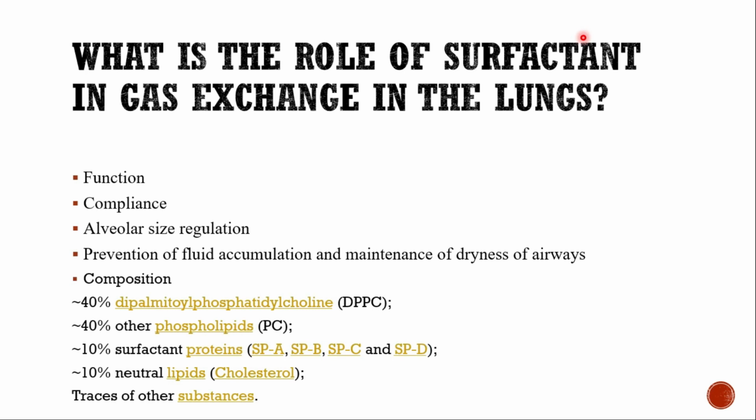What is its composition? If we talk about its composition, 40% is DPPC, that is dipalmitoyl phosphatidylcholine. 40% is other phospholipids. 10% is surfactant protein, which includes SP-A, B, C, and D. And only 10% are neutral lipids, that is cholesterol, etc. And there are some traces of other substances.